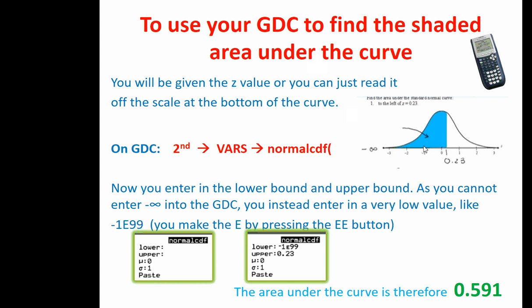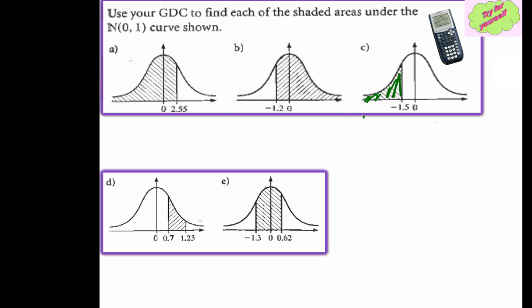So 0.591 is that area there. So use your GDC to find each of the shaded areas under the standard normal curve. It's a standard normal curve because you've got a mean of 0 and a variance of 1 curve shown. So how would you do that on your calculator? You've got to think, what's the lower bound, what's the upper bound?